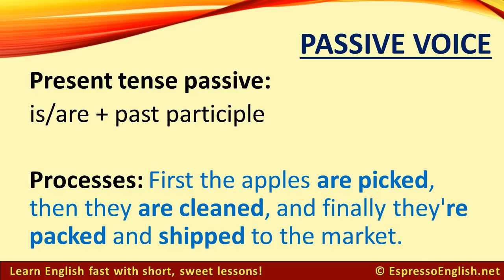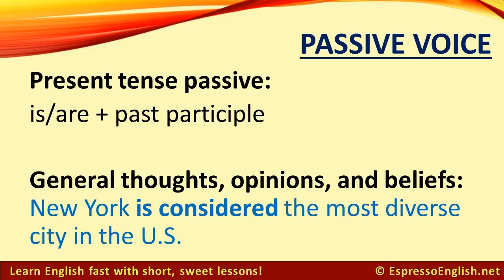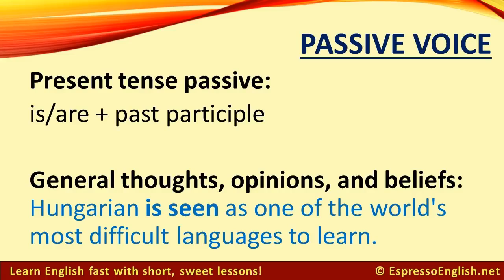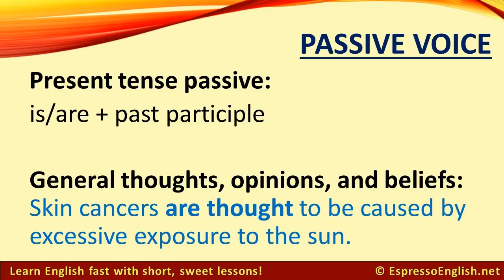We also use the present tense passive voice for general thoughts, opinions, and beliefs. For example, New York is considered the most diverse city in the U.S. It is believed that Amelia Earhart's plane crashed into the Pacific Ocean. Hungarian is seen as one of the world's most difficult languages to learn. Skin cancers are thought to be caused by excessive exposure to the sun.